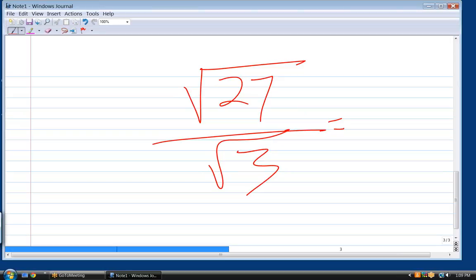That would equal the square root of 27 divided by 3. What is that number? I want to say it's 6. Okay, count up by sixes 3 times and see if you get 27.